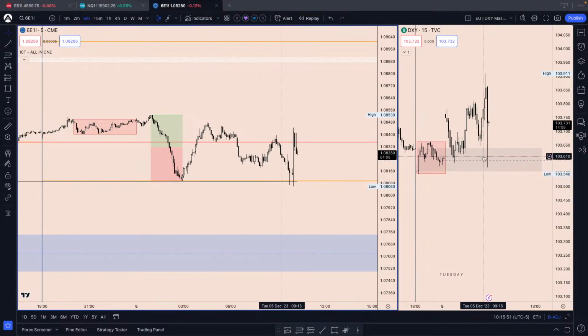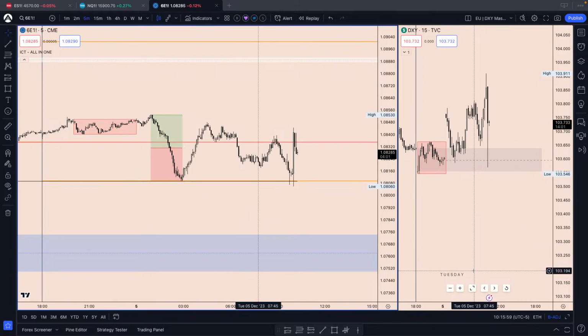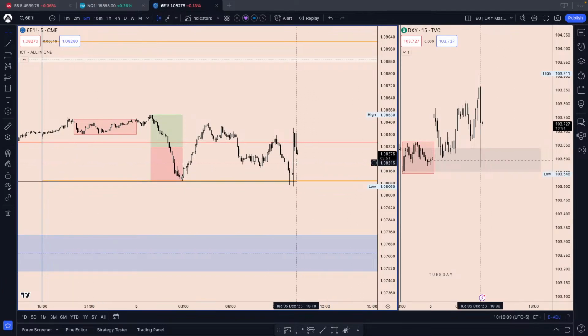The DXY also had a big rejection wick here on the 15 of our new day opening gap right here. Took out the London session low right there. Didn't make it to the low of the day, Asia sell side, but neither did EU.